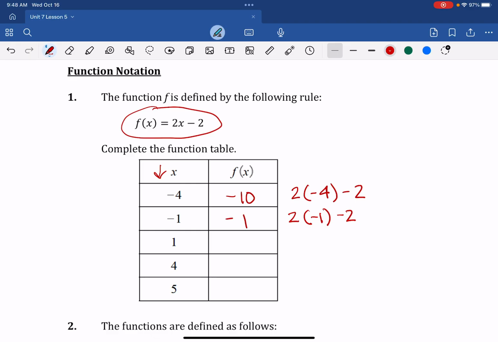And then you'll do 2 times negative 1 subtract 2. So negative 4. 2 times 1 subtract 2. So that would be 0. 2 times 4 subtract 2 would be 6. And 2 times 5 subtract 2 would be 8.